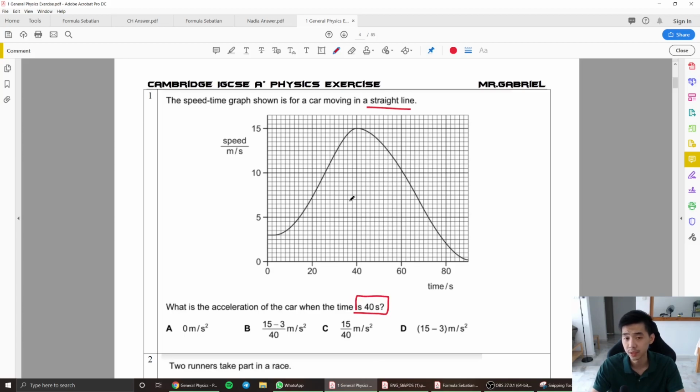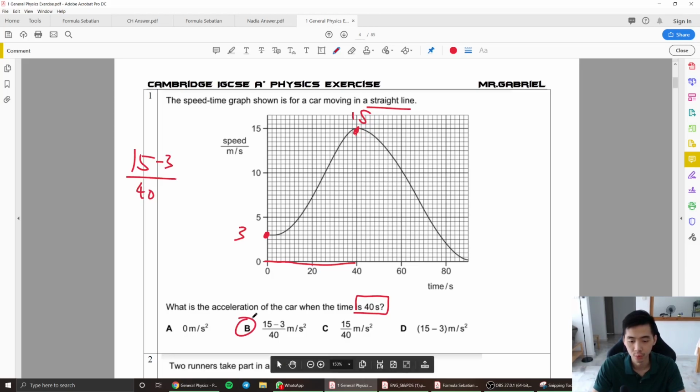Now, a lot of students have this misconception when dealing with this question. They will think that, okay, 40 seconds, I'll find the final velocity here, I'll find the initial velocity here, which is somewhere around 15, this will be somewhere around 3, and I'll find the total time taken. The working they will give me is going to be something like 15 minus 3 divided by 40, which will lead them to circle B as the answer.